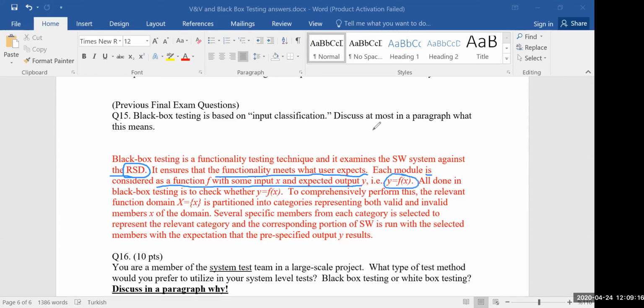We are given input value x, here is our input value. I'm sorry for my handwriting. And we are expecting a specific output here; y is our expected output. All that is done in black box testing is to check whether this output will be given or not. We are just checking the output itself.